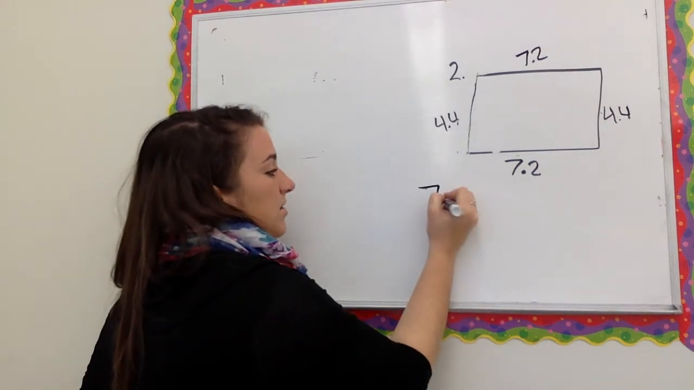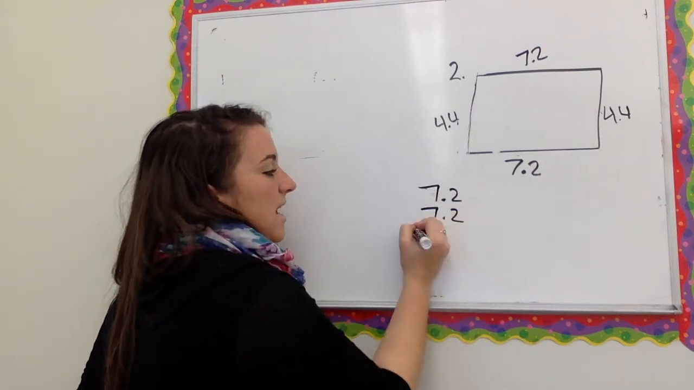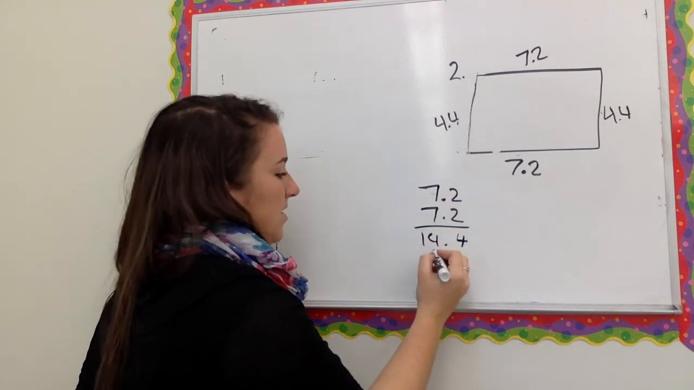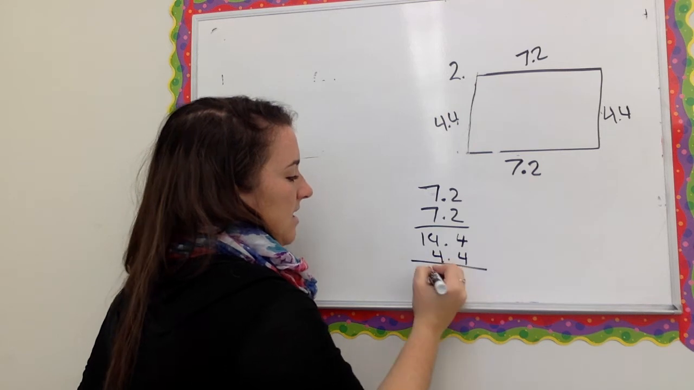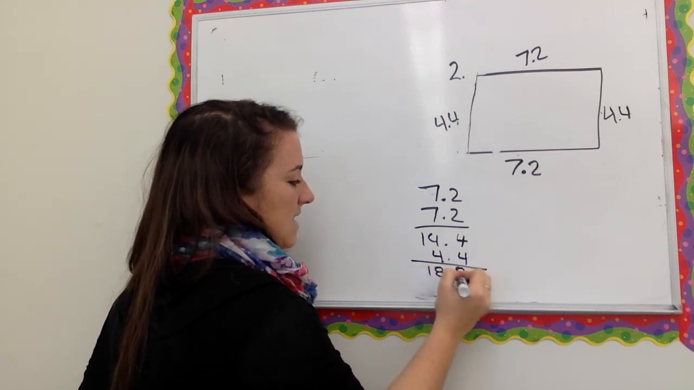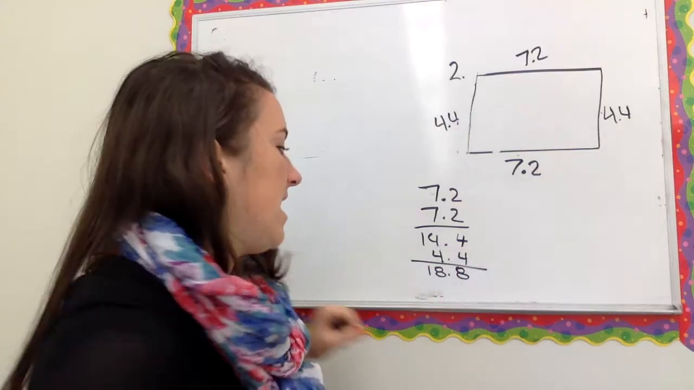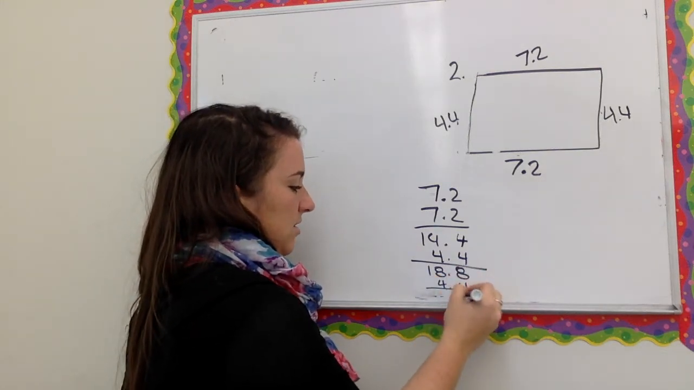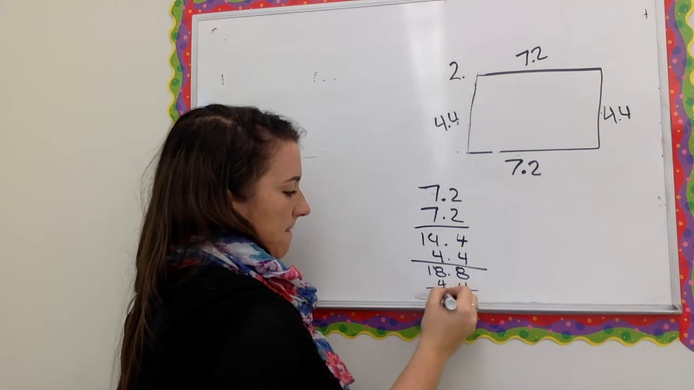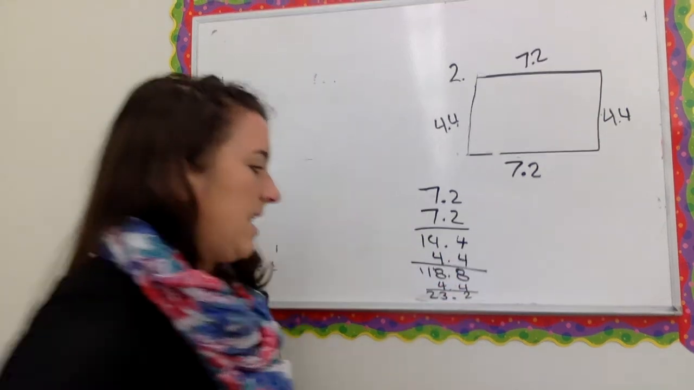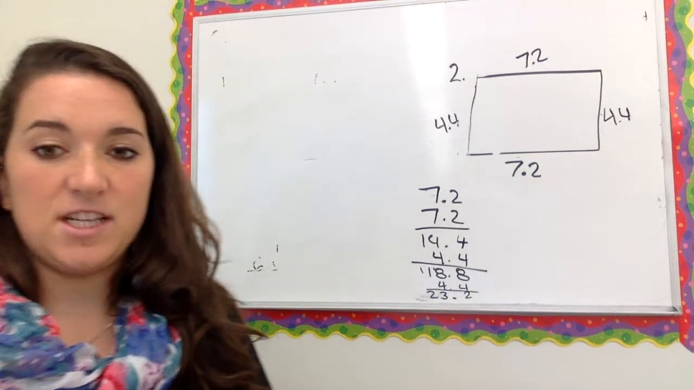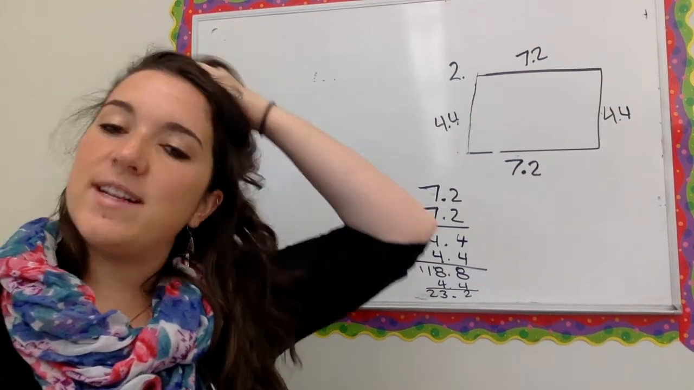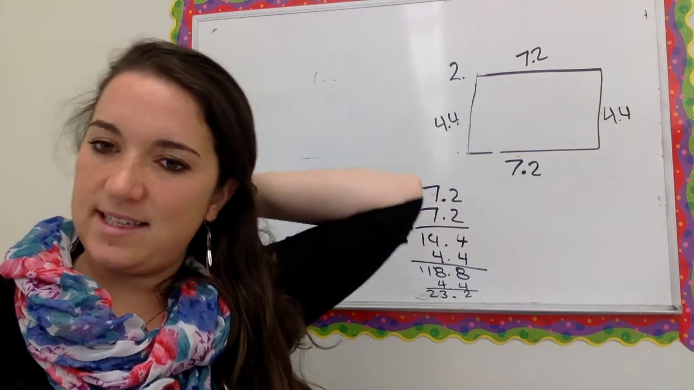So 7 and 2/10 plus 7 and 2/10 is 14 and 4/10. Add the two other sides, plus 4 and 4/10 gets us to 18 and 8/10. And add my final side, which gets us to 23 and 2/10 as my final answer for the perimeter. So the perimeter is 23 and 2/10 inches. For the type, you all know what the shape is, just write rectangle.